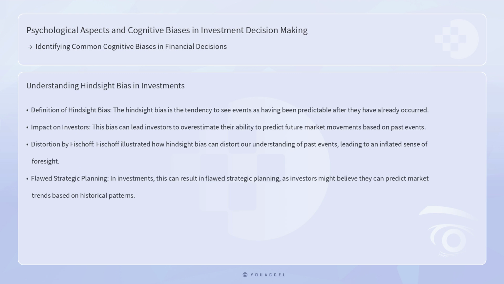Lastly, the hindsight bias is the tendency to see events as having been predictable after they have already occurred. This bias can lead investors to overestimate their ability to predict future market movements based on past events. Fischhoff illustrated how hindsight bias can distort our understanding of past events, leading to an inflated sense of foresight.